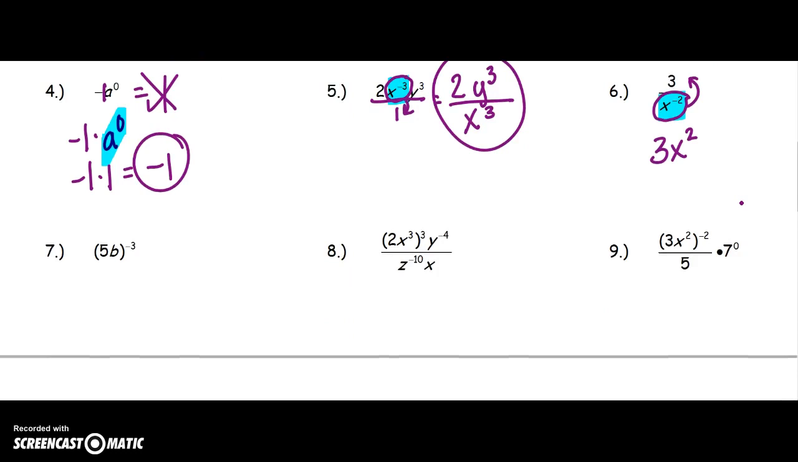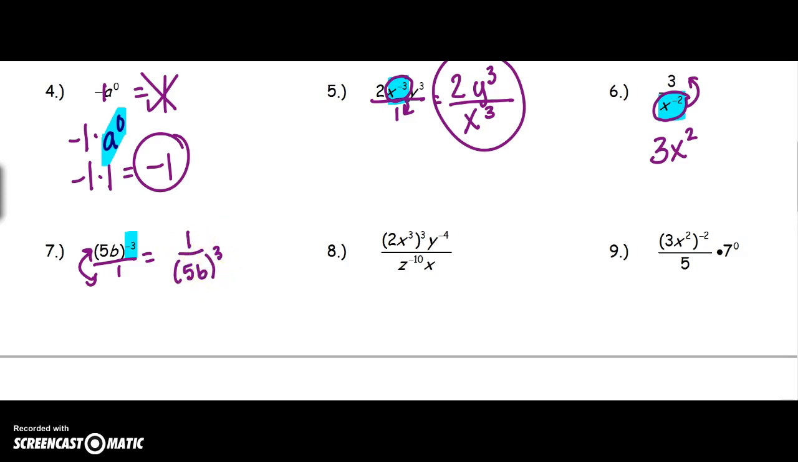Problem number 7 has 2 steps. You can do either of them first. What I like to do is get rid of a negative. So since it's outside the parentheses, all of this is included with this negative 3. How we get rid of it is we move everything that's within those parentheses. So here we have 1 over, because we take the reciprocal, 5b now to the third power, positive.